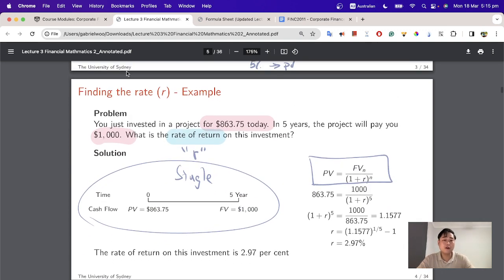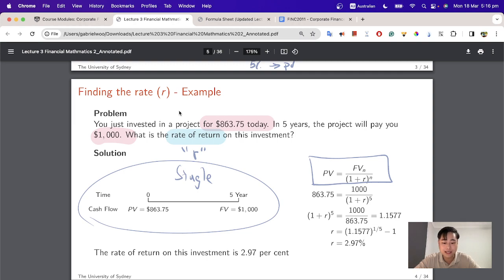So here's an example. If we invested in a project for 863.75 today, in 5 years, the project would pay 1,000. What is the rate of return on this investment? Now, once again, we have our calculator here. So negative 1,000 will be the future value. 0 will be the PMT. The present value will be 863.75. 5 would be the N, and compute interest rate.